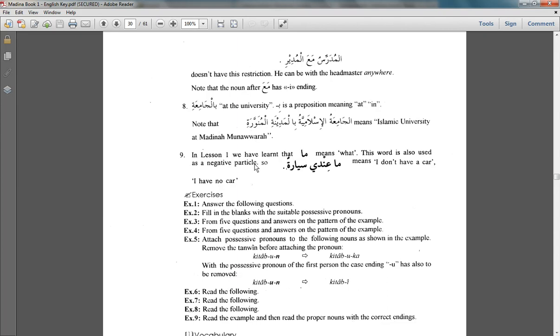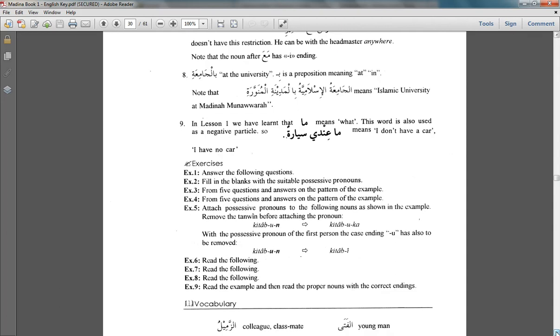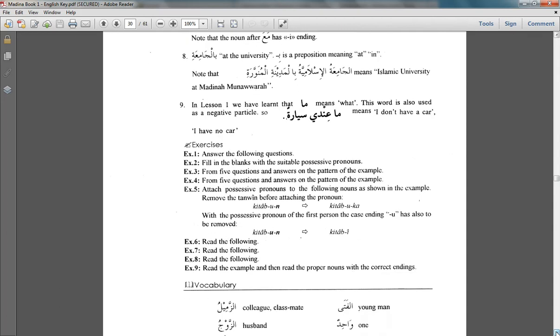In lesson 1, we have learned that ma means what. This word is also used as a negative particle. So ma indi sayyara means I don't have a car. Again, you would have to find out depending on the context in which it's been used, whether it's a ma negative, a ma mawsula, or a ma istifhamiya.